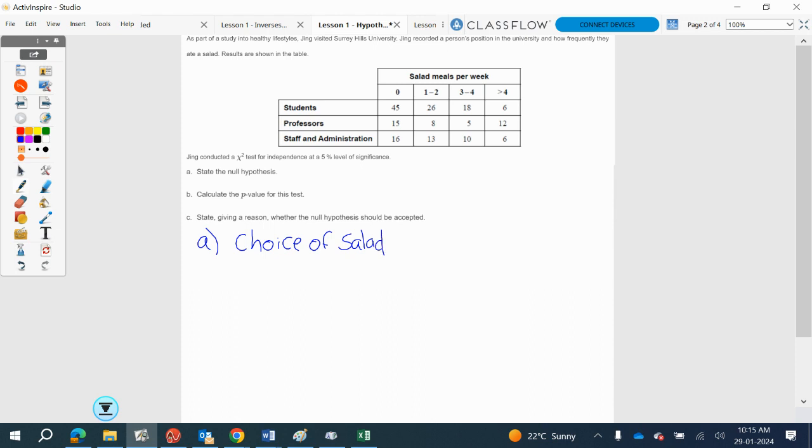So there are two variables given in this question. There is what type of salad they chose, or how frequently. It's frequency of salad. So we have frequency of salad, and we have a person's position in university.